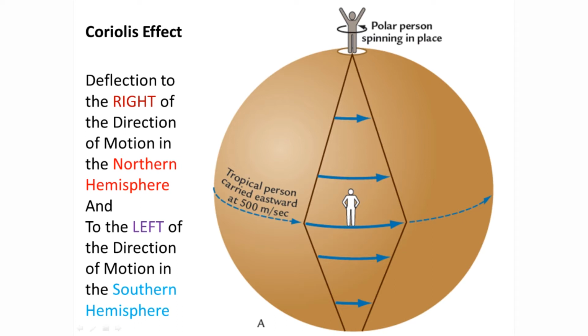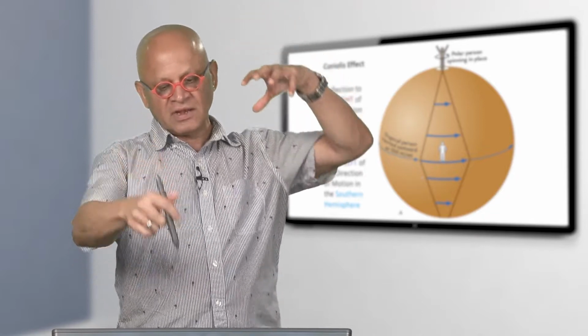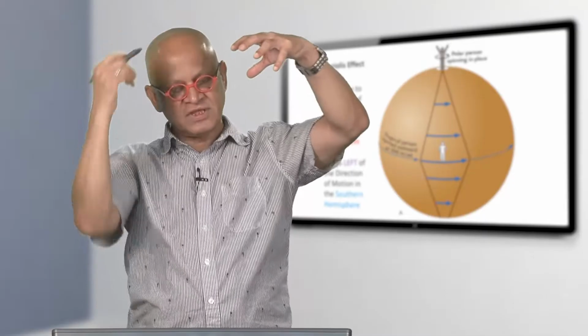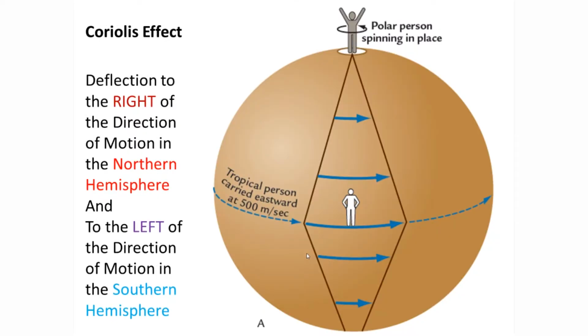It is exactly the opposite in the southern hemisphere. You will be pushed to the left of the direction of motion. So, if you are going south here, you will be pushed to the east. If you are going north, you will be pushed to the west. That is because we are in space and the frame of reference is immaterial, whether you are looking this way or that way. So, the effect we experience depends on which hemisphere we are in, just relatively speaking.